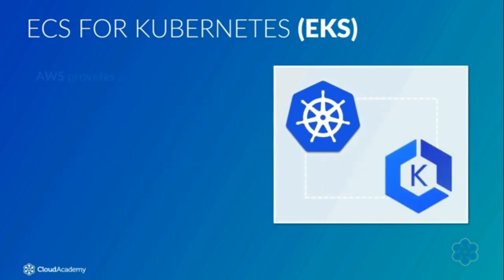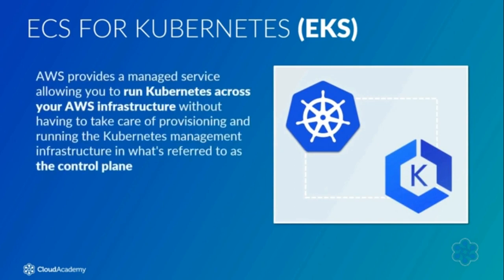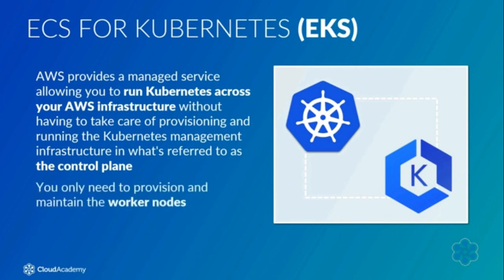So back to EKS. With EKS, AWS provides a managed service allowing you to run Kubernetes across your AWS infrastructure without having to take care of provisioning and running the Kubernetes management infrastructure in what's referred to as the control plane. You, the AWS account owner, only need to provision and maintain the worker nodes. So what is a control plane and what are worker nodes?